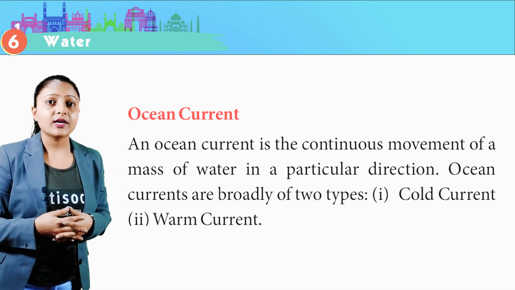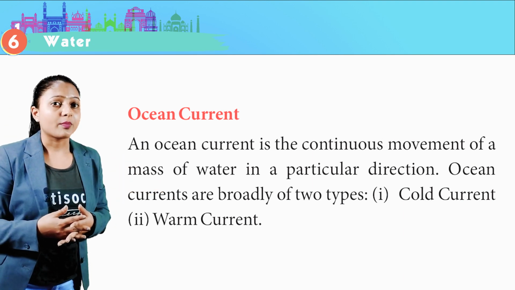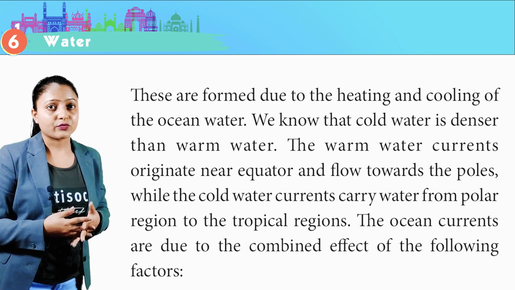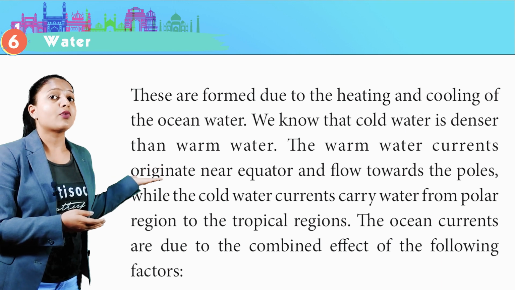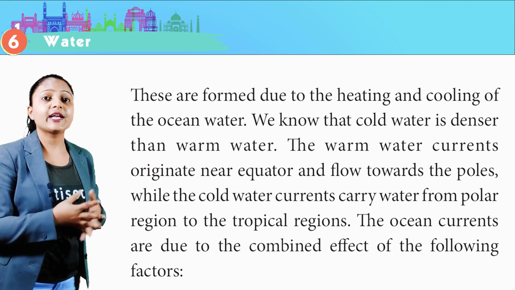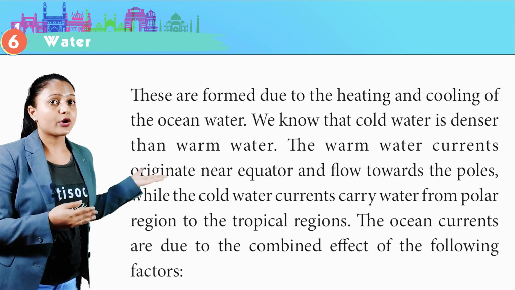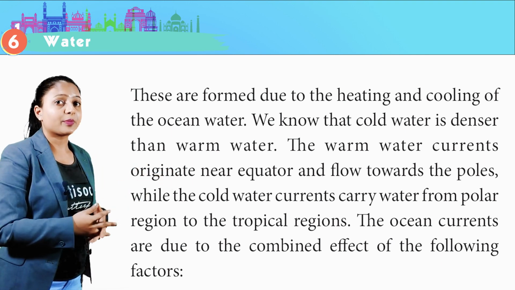Ocean currents are broadly of two types: first, cold current, and second, warm current. These are formed due to the heating and cooling of ocean water. We know that cold water is denser than warm water. The warm water currents originate near the equator and flow towards the poles, while the cold water currents carry water from the polar region to the tropical regions.